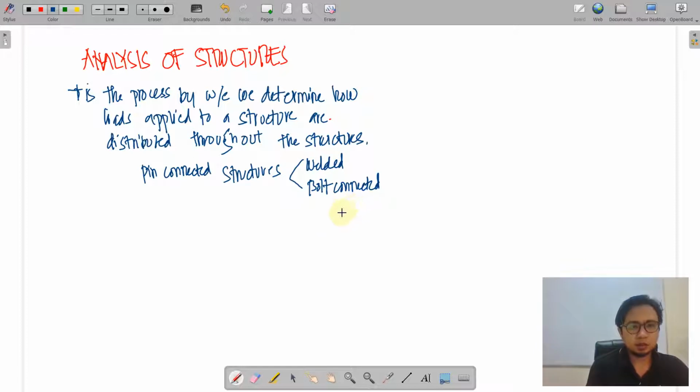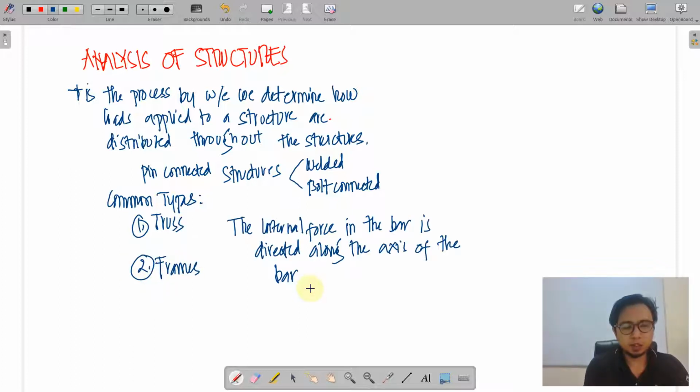So these structures are usually joined through a pin. So we have a pin connected structure here. It could be welded or bolt connected. And as for the common types, we have number one, trusses and frames. These members are joined so that the internal force in the bar is directed along the axis of the bar. So in a way, the member will carry axial load.